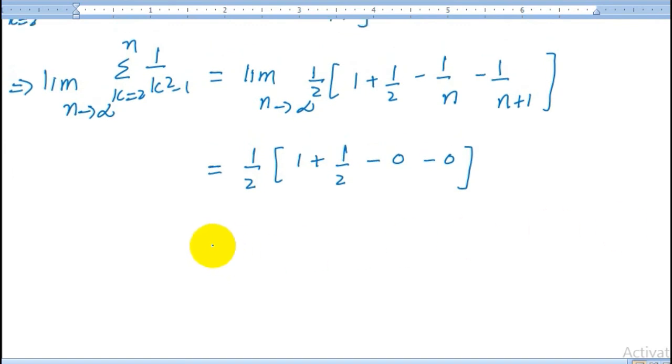So this is equal to 1 upon 2 times 1 plus 1 upon 2, that is 3 upon 2, and this is equal to 3 upon 4. So this series converges to 3 upon 4.